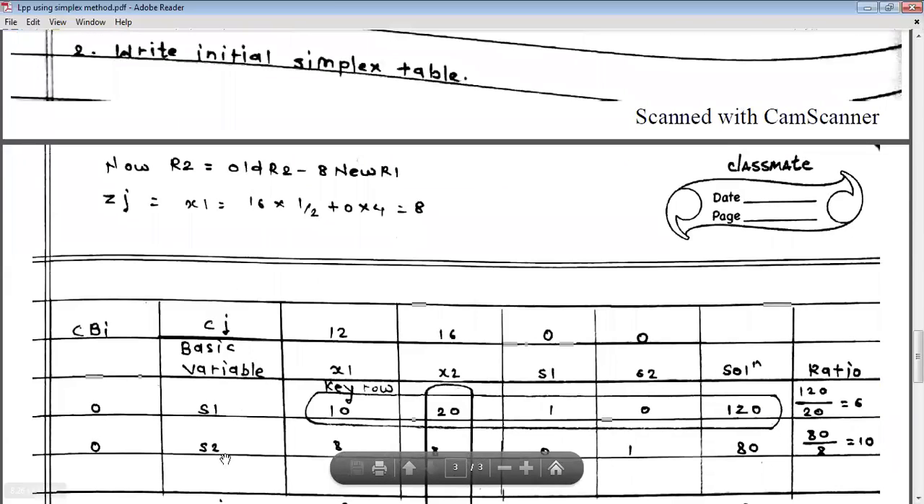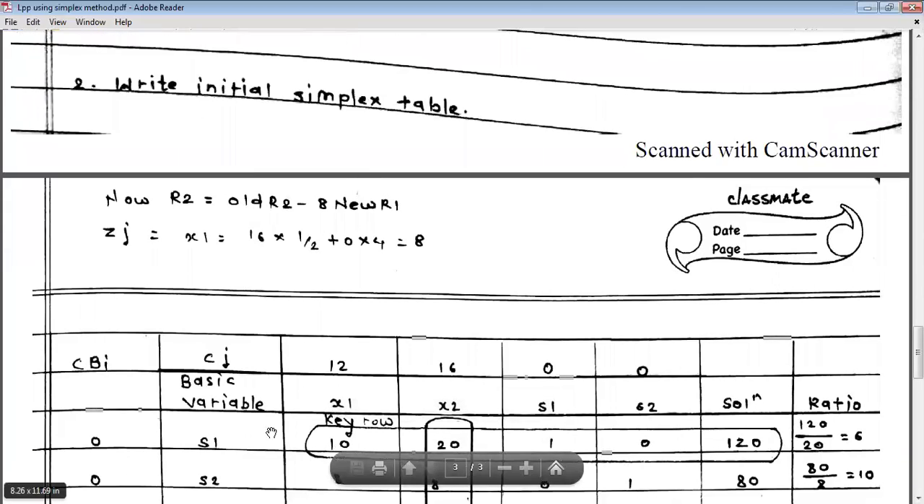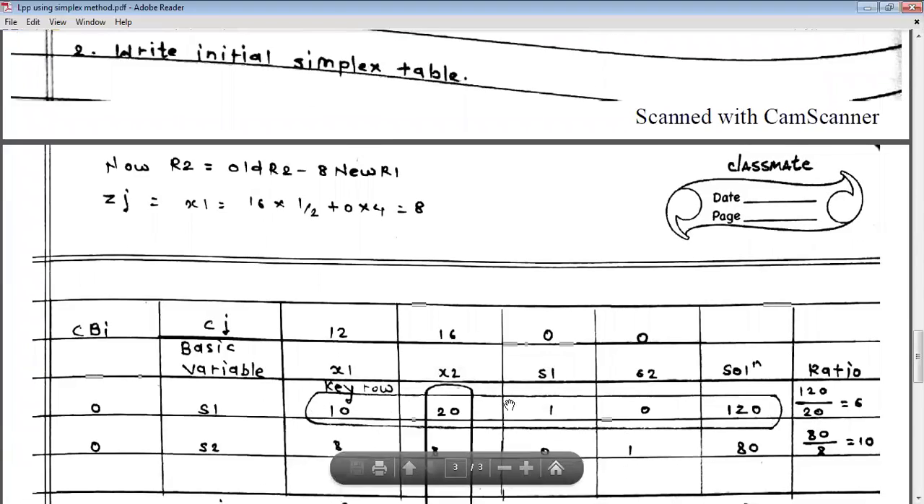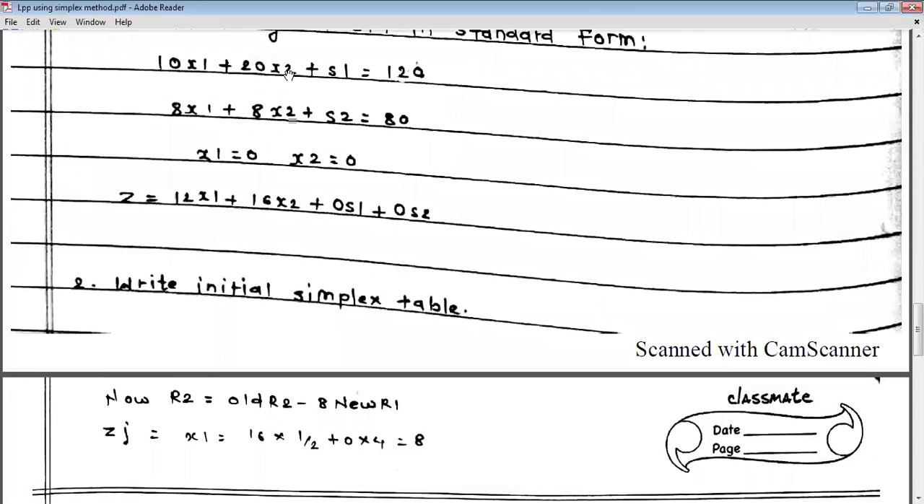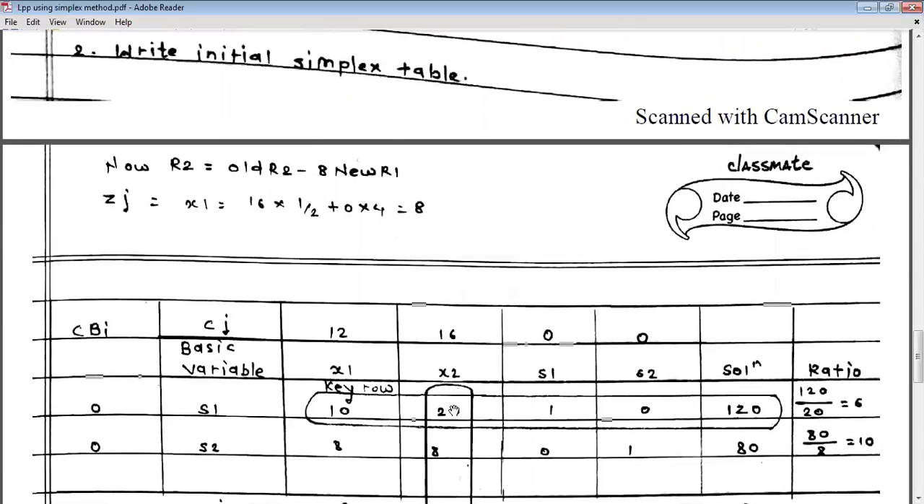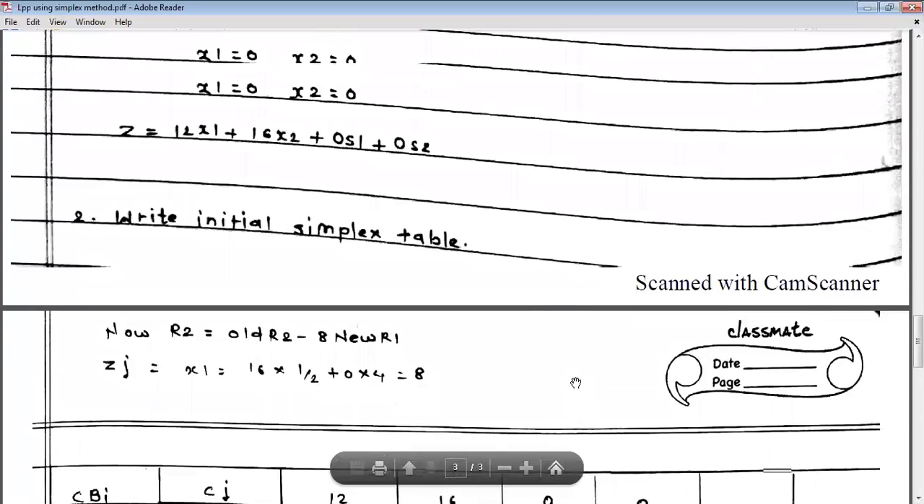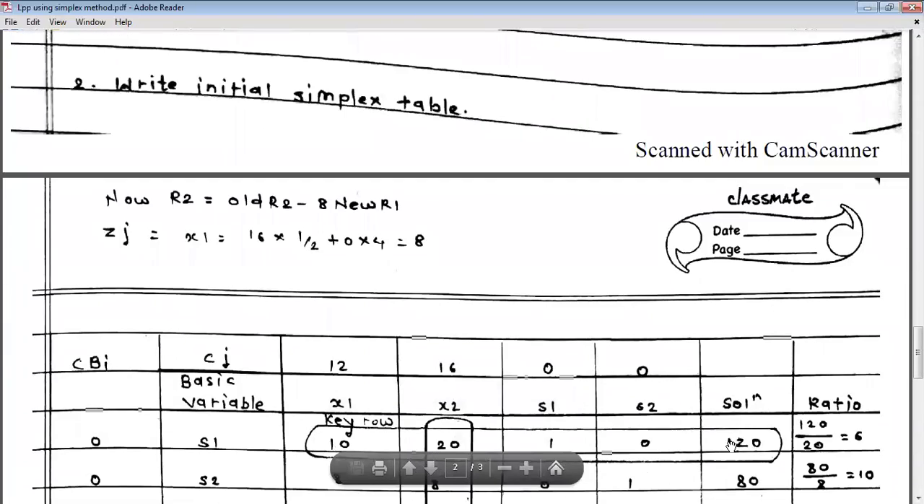And here we will be writing the basic variables. Basic variables means the variables we have derived. If you see, these are s1 and s2. In this case, their coefficient is 0, so I have written here 0, 0. After this, here we need to write the values of the constraints. What are the coefficients of the first constraint? 10, 20, 1 for S1 and 0 for S2. So this will become 10, 20, 1, 0. And what is the final value? Equal to 120, so we will write that in the solution column, that is 120.